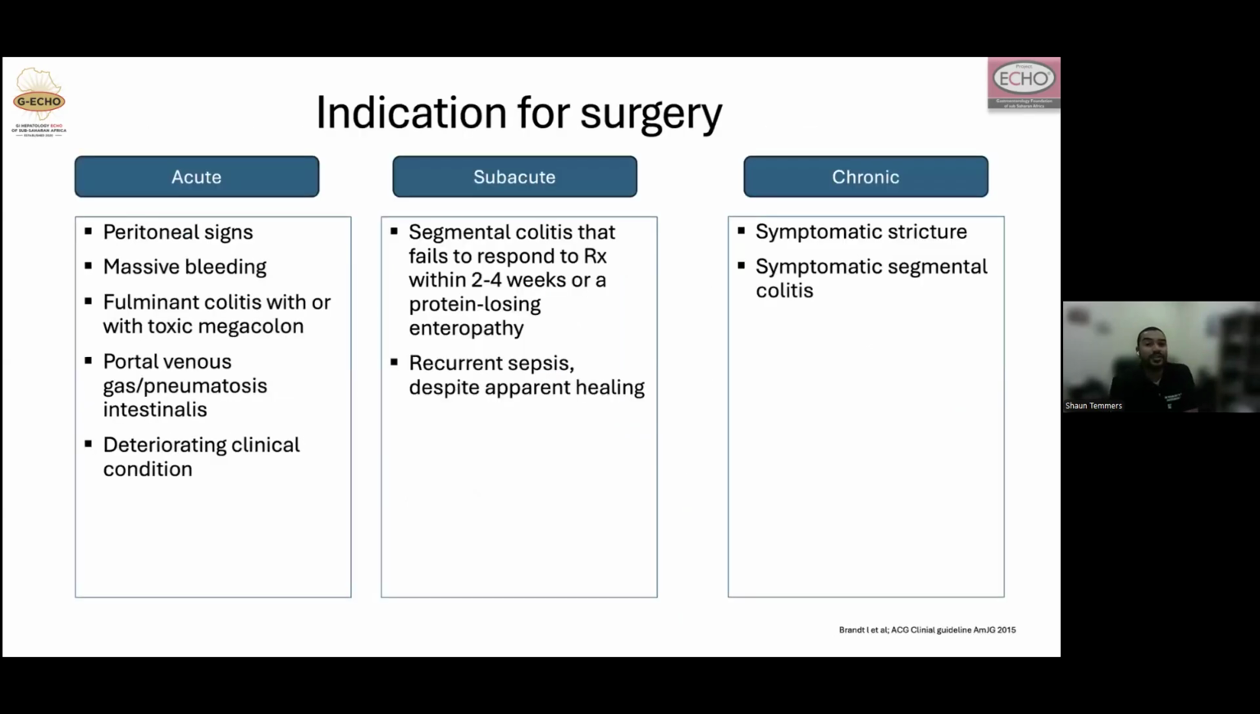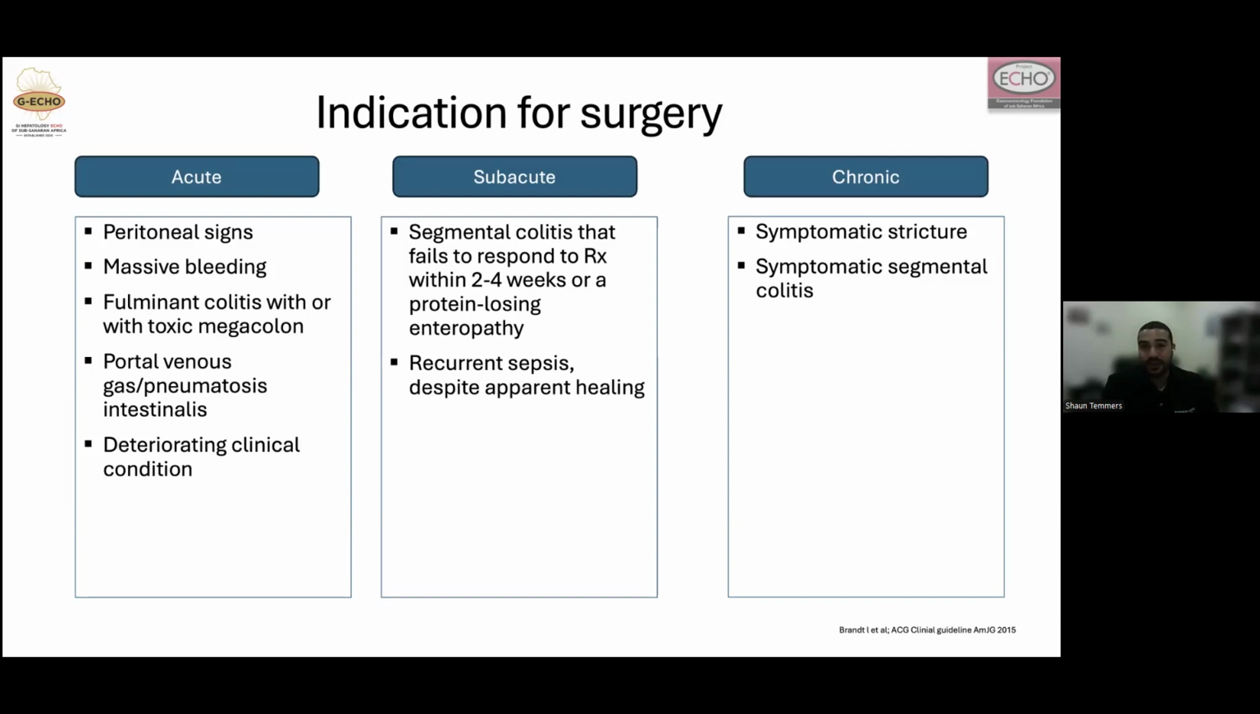There are specific indications for surgery to be aware of. In the acute setting, if there are peritoneal signs, massive bleeding, toxic megacolon or fulminant colitis, gas within the portal venous system, pneumatosis intestinalis, or the patient's clinical condition is persistently deteriorating over a 48 to 72 hour period, that patient needs urgent surgical intervention.